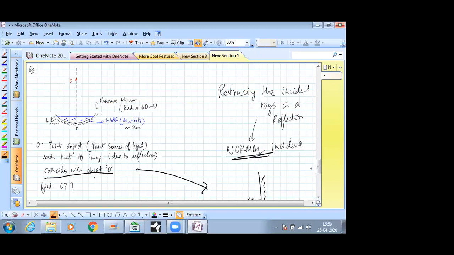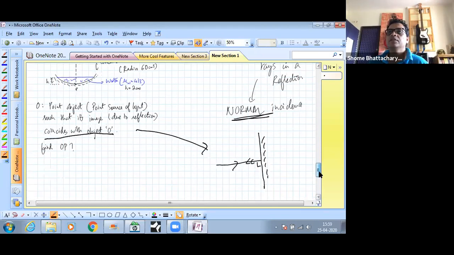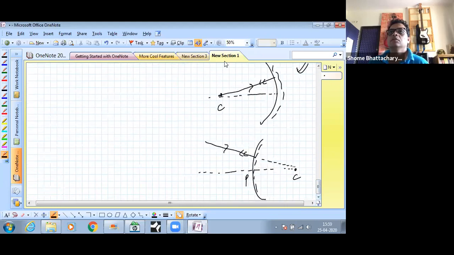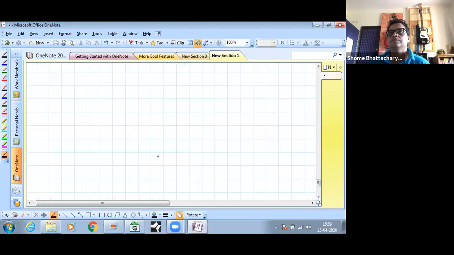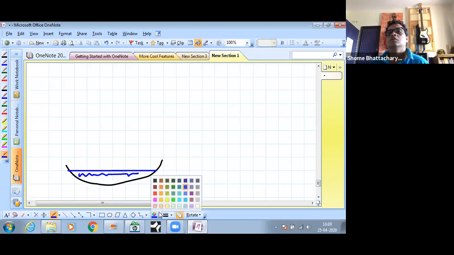Okay, so let me just carry this ahead with the ray diagram. Then you can try the calculation finally yourself. So my ray diagram will have to look something like this. Now let's say my point source of light is here.